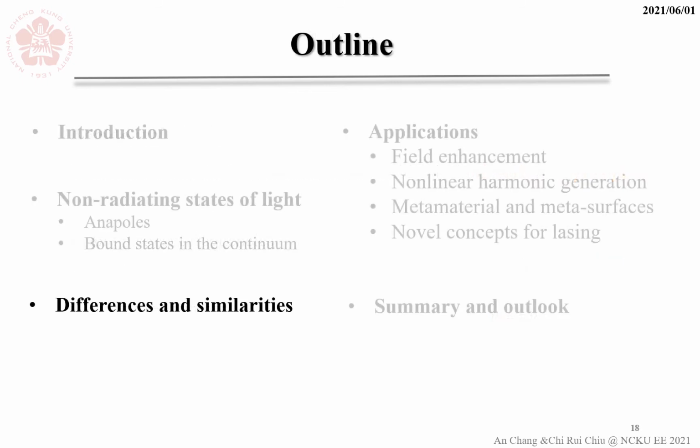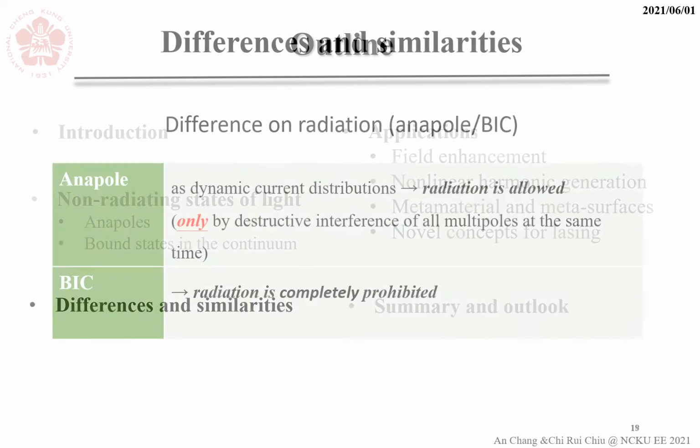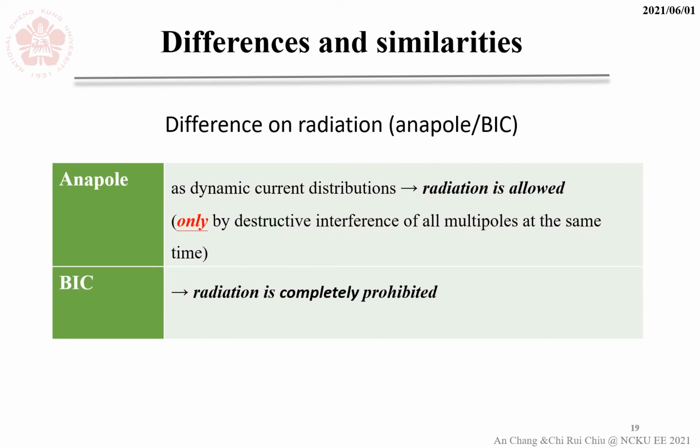In this section, we analyze the relationship between anapoles and BIC. First, the difference in radiation. Radiation can be suppressed by destructive interference of all multipoles at the same time. An anapole does this, but it does not happen in a BIC.